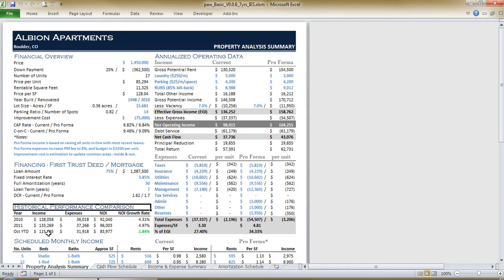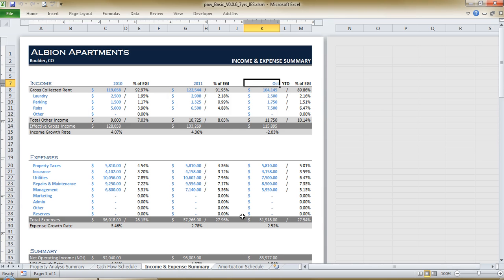During a due diligence period, you're going to want to look at income expense statements for ideally the last 36 months, but sometimes people have to settle for the last 12. The reason that's important is it gives you a historical overview. So this little section pulls in information from your income and expense summary.